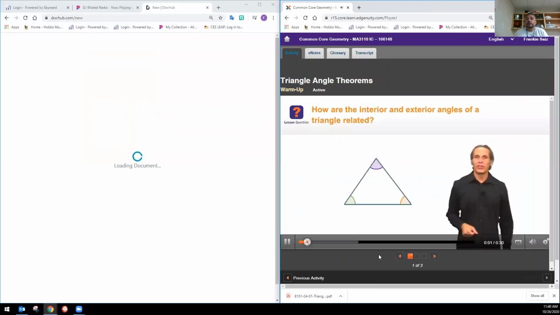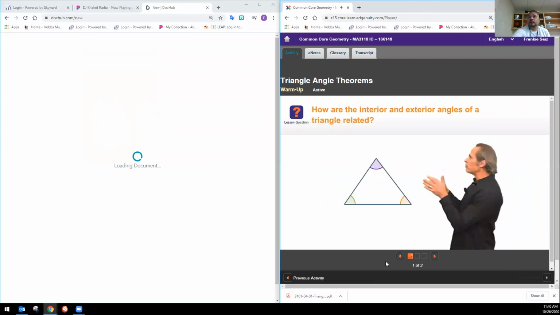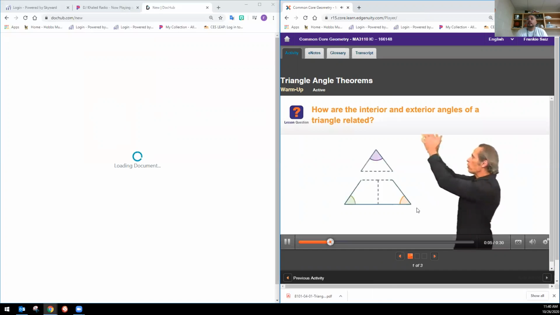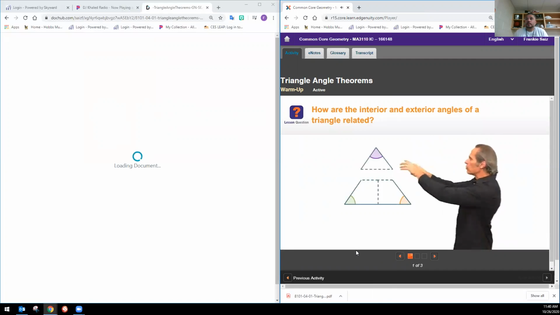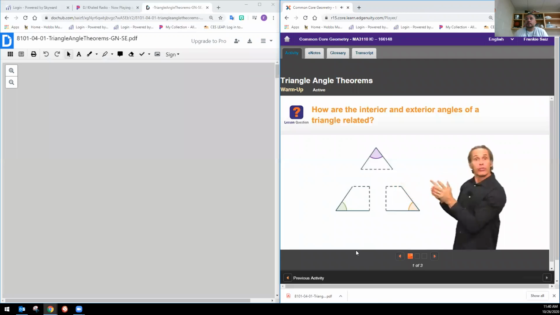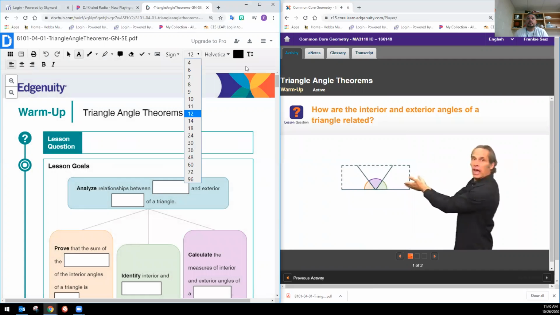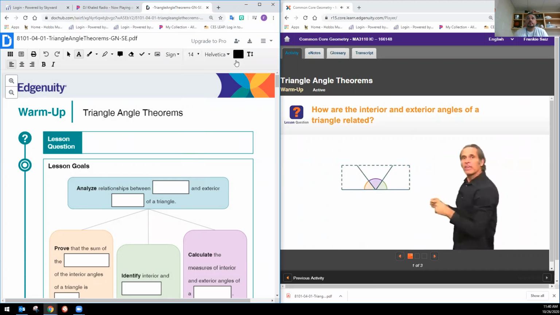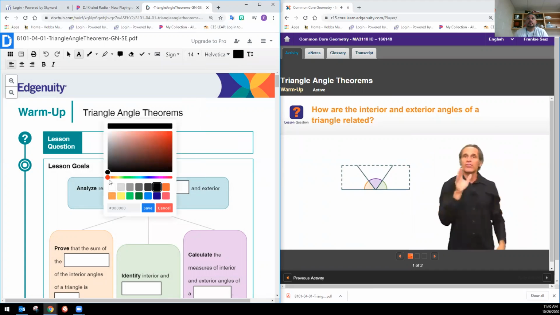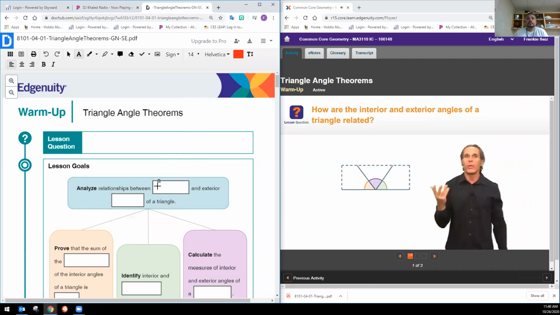Come on, DocHub. What happens if we take the triangle and break it apart? We pull off the top, and the two bottom angles we rip apart. Now we're going to realign them. We bring the top angle down, and notice that the three angles form what? They form a straight line. So this tells us that the interior angles of a triangle sum up to 180 degrees. Let's see if we can prove this mathematically. We'll be answering the question, how are the interior and exterior angles of a triangle related?